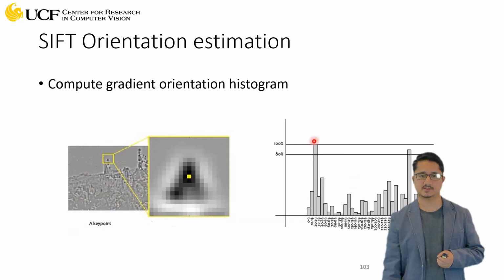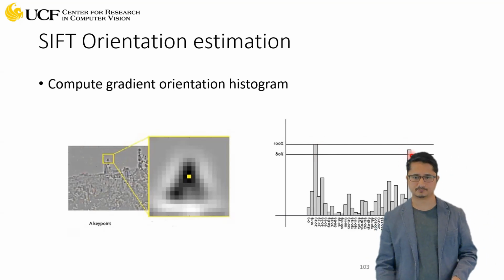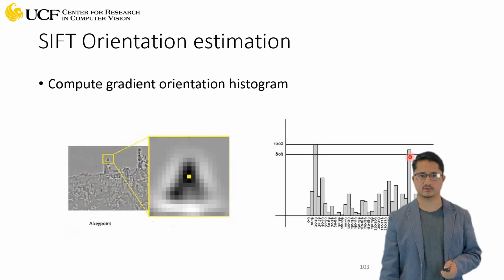Then the idea is you will say that at this pixel location, or at this key point, you have two different orientations: one is 20 degrees and the other is around 300 degrees. So one key point can have multiple orientations. That's how you compute orientation for your key points.